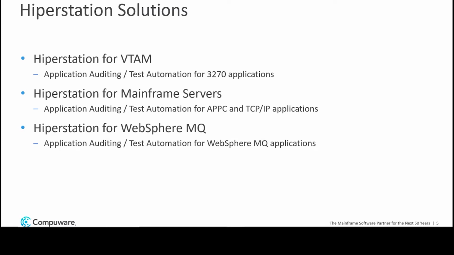There's also a piece of Hyperstation which handles TCP/IP traffic. This is called Hyperstation for mainframe servers. If there's traffic coming across your network that's interacting with the mainframe application, for instance CICS transactions, Hyperstation can record that activity and then replay it and drive those CICS transactions again without the distributed app driving it.